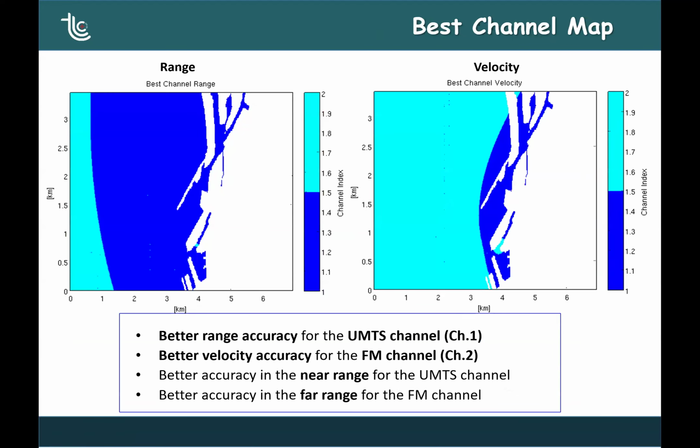So, which is the best channel? In blue, the best channel is the first one, so the UMTS. In light blue, the best channel is the second one, so the FM. And you see on the map that for range and velocity, practically, we have two different channels. Again, the blue one is the UMTS, the light blue is the FM. And you see that here the geometry has a large impact on the choice of the best channel.